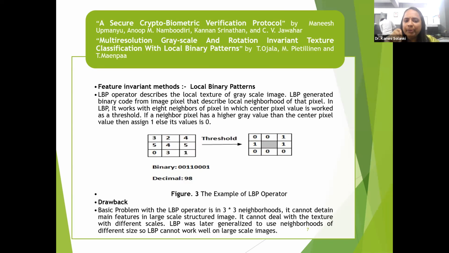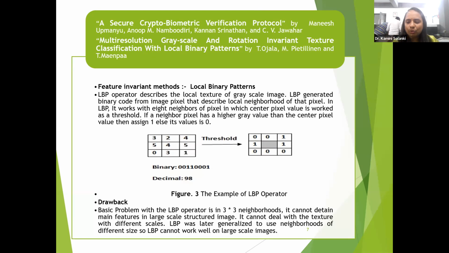Now LBP means local binary pattern, right? So it will work on the texture of the grayscale. So you will convert the color image. Now what does a color image mean? Your RGB image, right? Each image is in the form of a matrix, with rows and columns. Each cell has some RGB value, so you will convert that RGB value into grayscale.